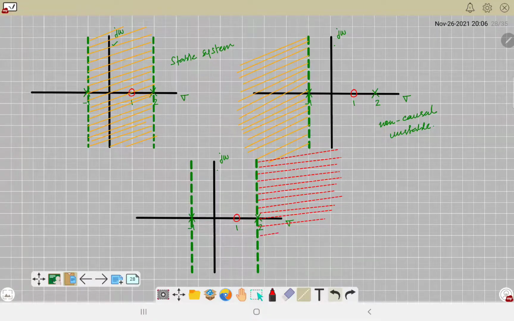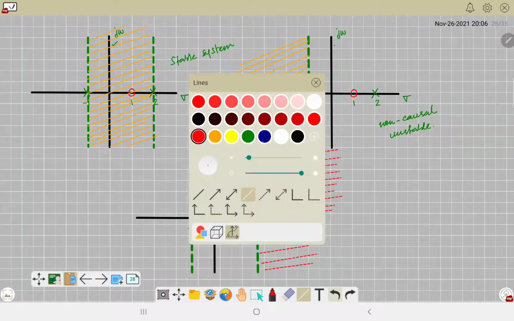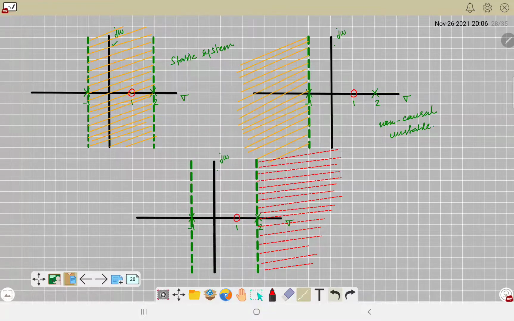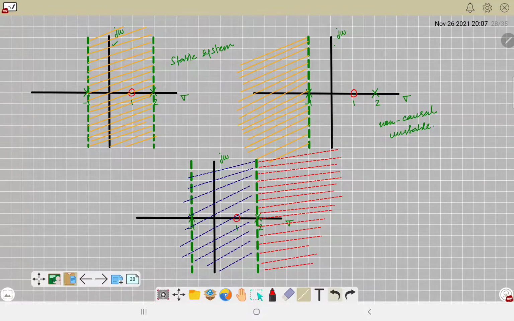And stability के लिए it should include the j omega axis, right? Which means for stability it should be something like this. As you can see, there is no intersection. Again, this is isolated, this is isolated. So obviously with this system description for this h of s, we cannot design a system which is both stable as well as causal.